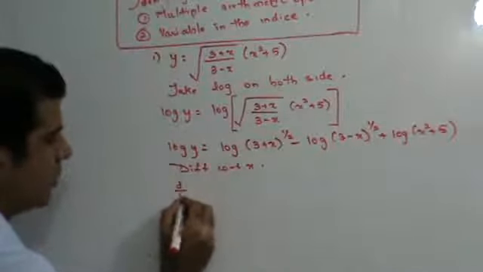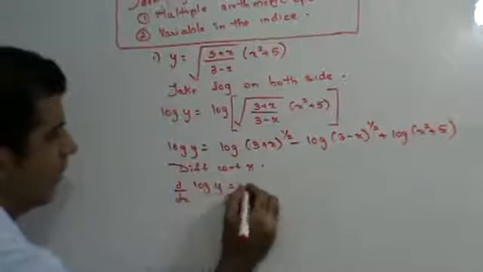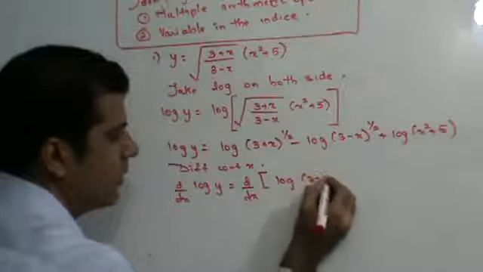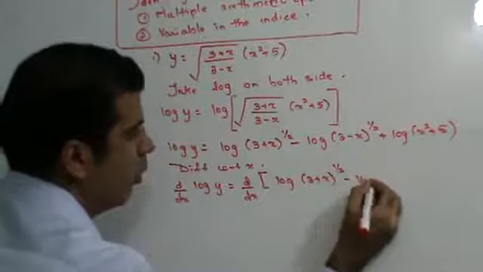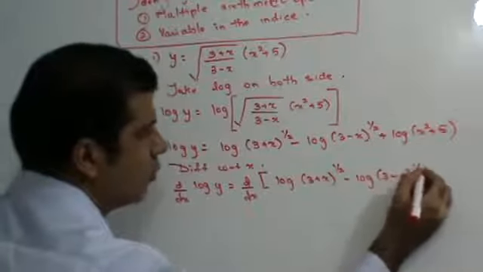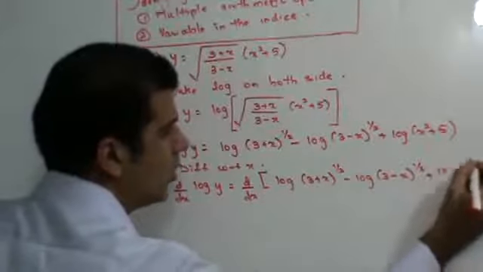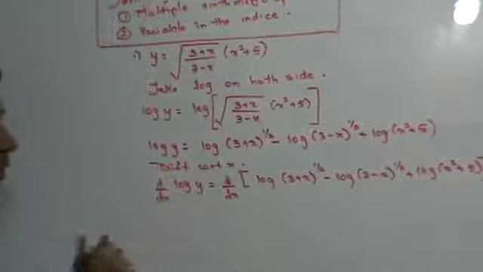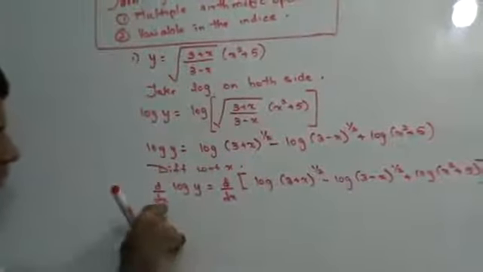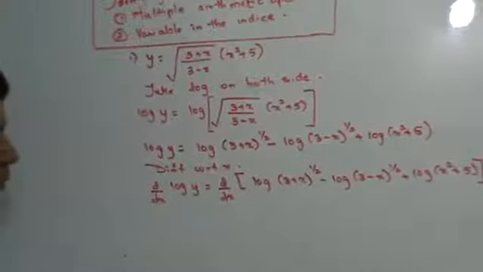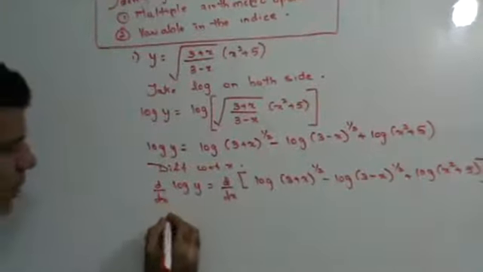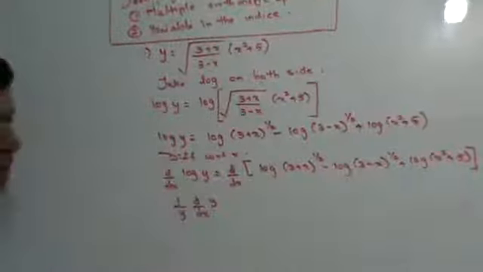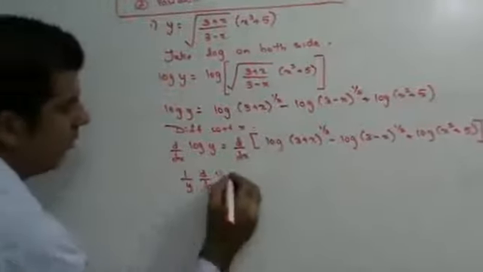So d by dx of log y is d by dx of log 3 plus x raised to 1 by 2, minus log 3 minus x raised to 1 by 2, plus log x square plus 5. Right? Now this is the first time that you have a composite function on the left hand side also. This is x, this is y, that means I have to use composite function or chain rule. D by dx of log u is 1 upon u d by dx of u. Here I am assuming y to be u. So 1 upon y d by dx of y.